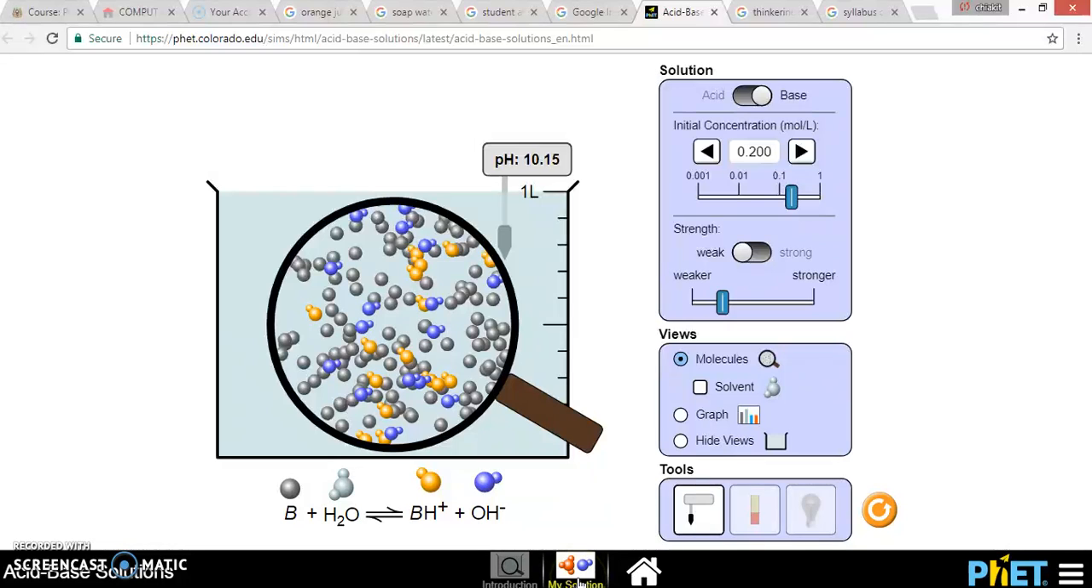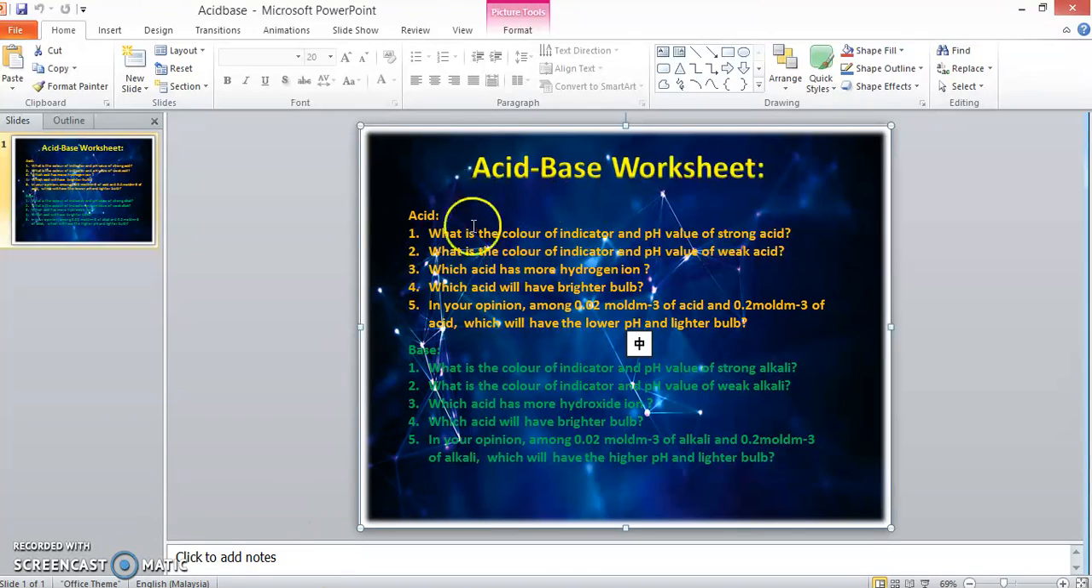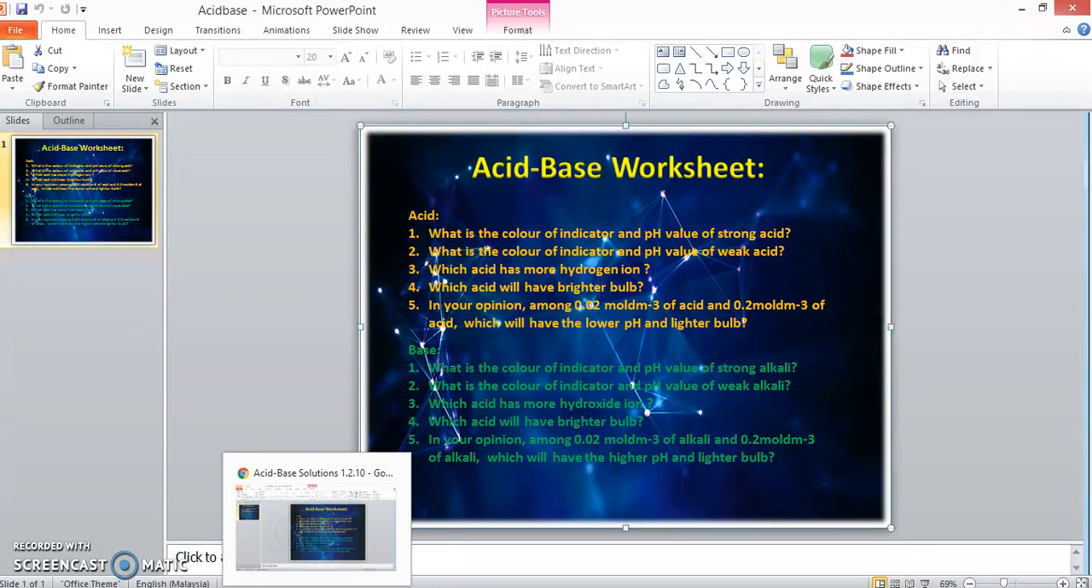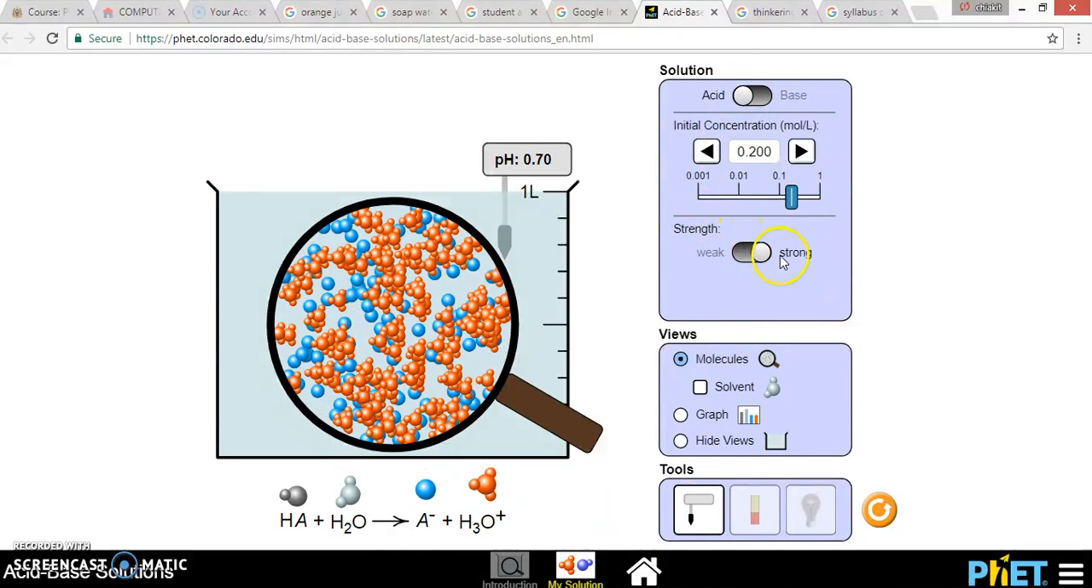Okay, so they are going to press my solution and test. It is going to find out the answer. So this is just like tinkering, experimenting, and playing. For example, for acid, question number 1: what is the color of the indicator and pH value of the strong acid? So the student can press on the acid and press on the strong.